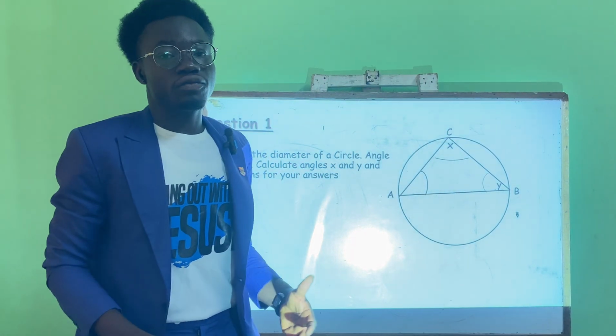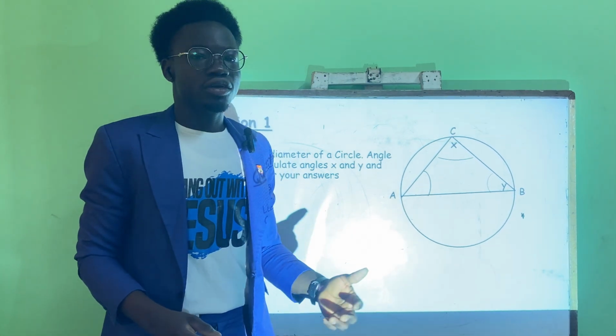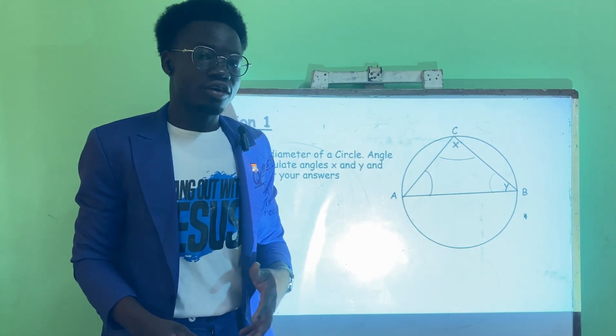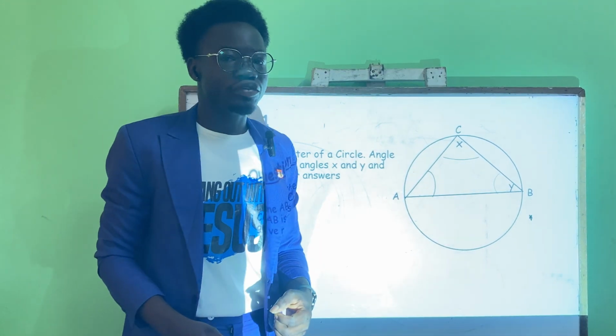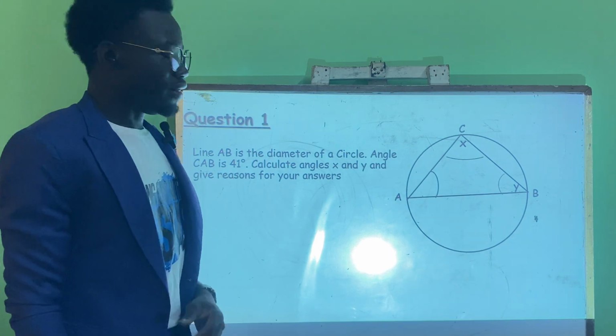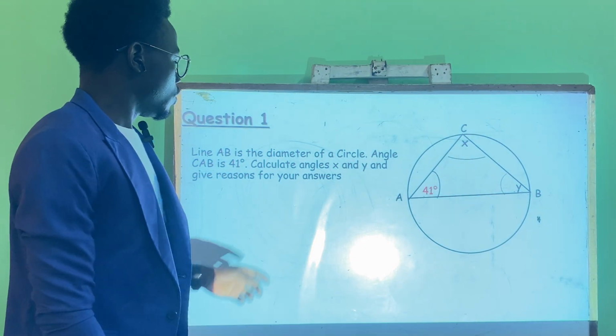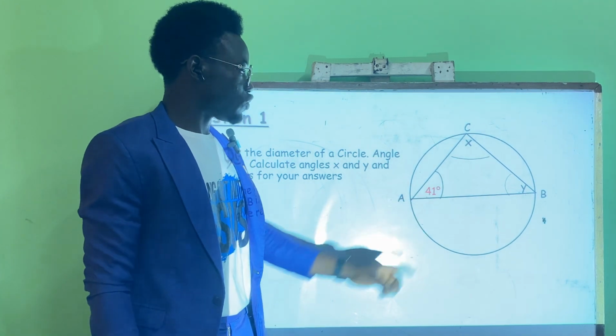Plane geometry is full of theorems, so as you give the answer, use the theorem to get it. You must give a reason. If you don't give the reason, you lose some marks. So let's get the answer. From the question, this angle here is 41.